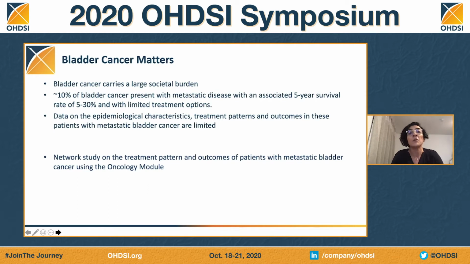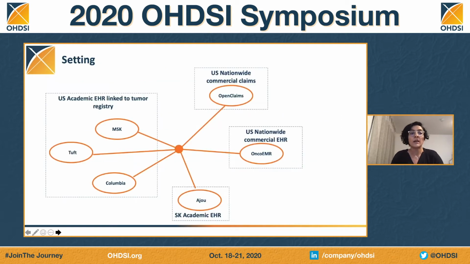So now we can do standardized cancer research using the oncology module. We took advantage of that to do a network study on bladder cancer patients. Our data come from different settings and also different geography. We had data from US academic EHR centers that were linked to tumor registry. We also had data from South Korea academic EHR. In addition to that, we had nationwide commercial data, both claims and EHR.